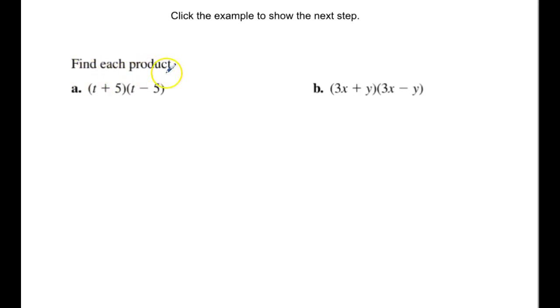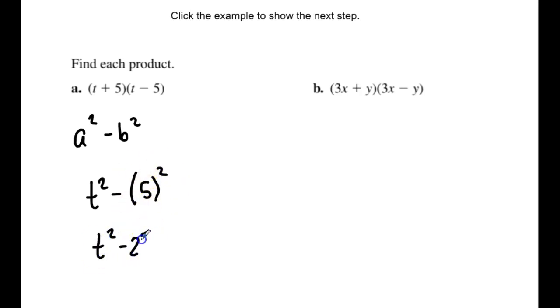Okay, so we're going to find each product here. So I see that my first terms in both my binomials are the same and my second terms are the same. One's a plus, one's a minus. So I know that I'm going to end up with a squared minus b squared. So my a term was t, so I'm going to have t squared minus. My b term was 5. And so then I can go ahead and do this math, so I'm going to end up with t squared minus 25.